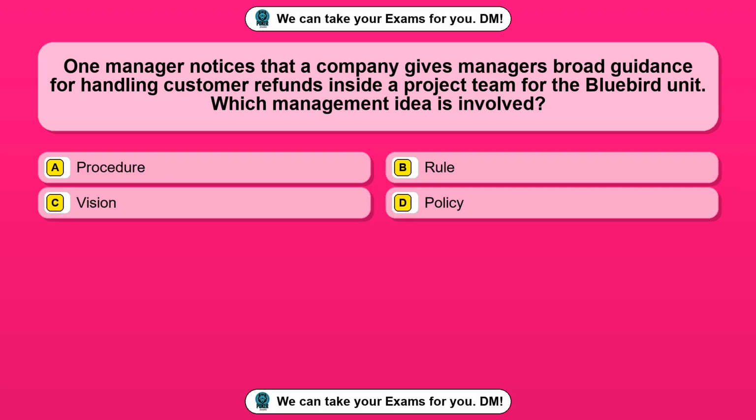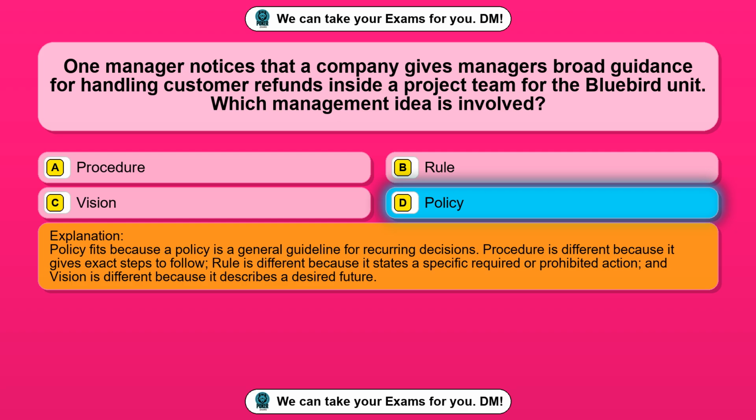Question 12. One manager notices that a company gives managers broad guidance for handling customer refunds inside a project team for the Bluebird unit. Which management idea is involved? Option A, procedure. Option B, rule. Option C, vision. Option D, policy. The correct answer is option D, policy.